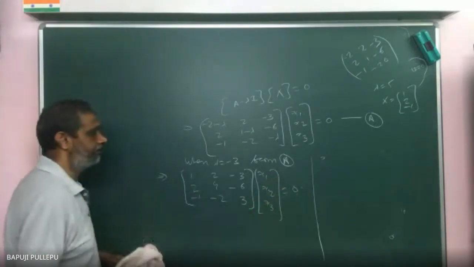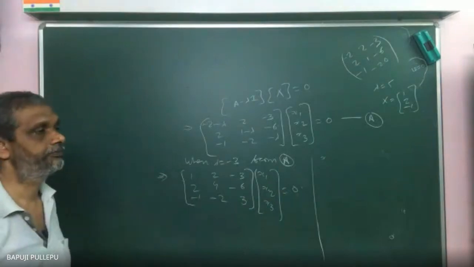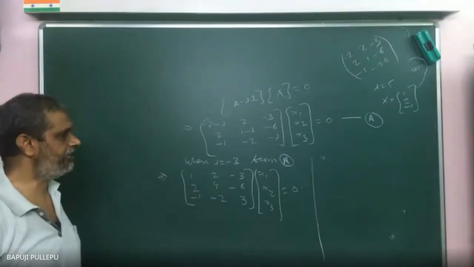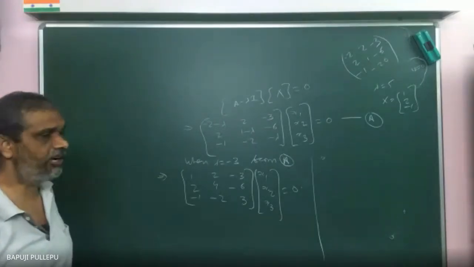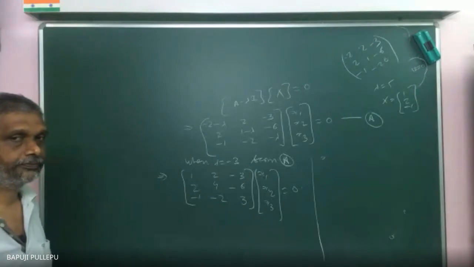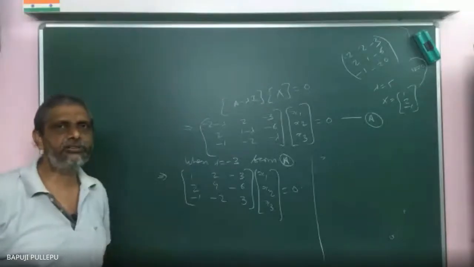First equation is what? x1 plus 2x2 minus 3x3. Equation also forgettable. First row is what? 1, 2, minus 3. Second row, 2, 4, minus 6. Any relation is there between first row and second row? Yes, sir. Same.